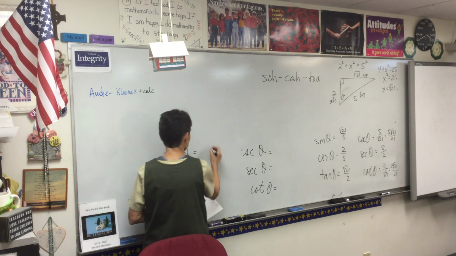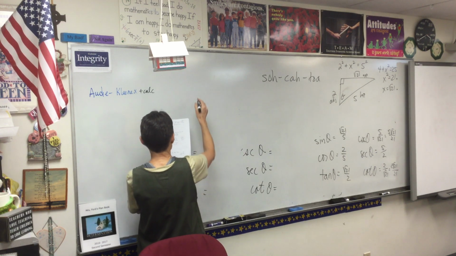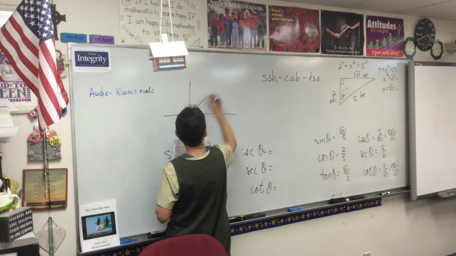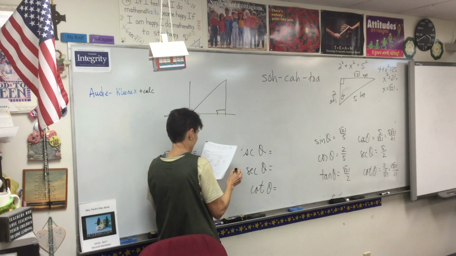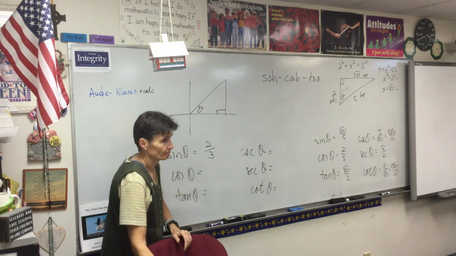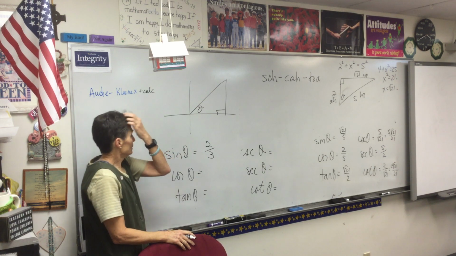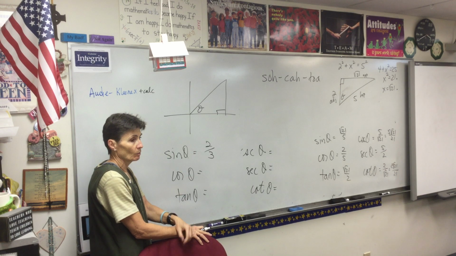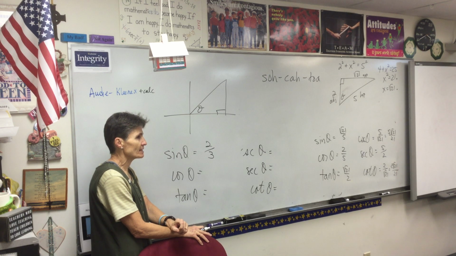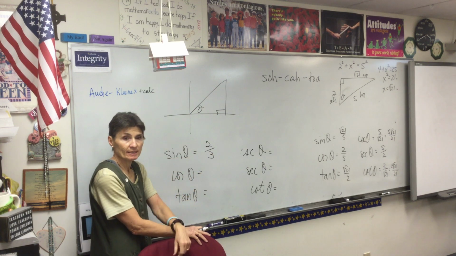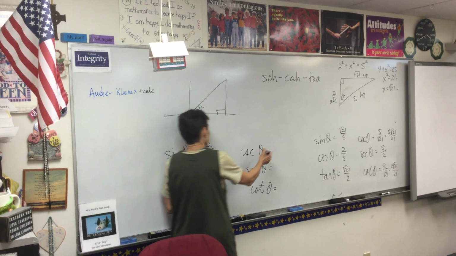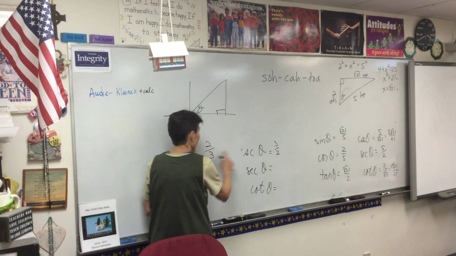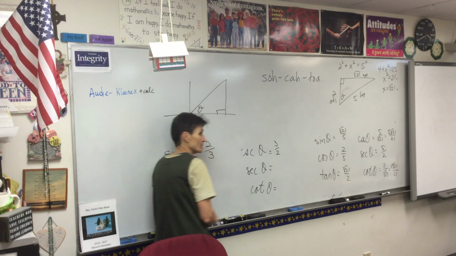But this time, they actually told me that the sine was 2/3. And I have to find everything else. Well, one of those is a no-brainer. What do I automatically know if the sine is 2/3? Hypotenuse is 3. Well, I know the cosecant is 3/2. Remember, these guys are reciprocals, so if you know one of these pairs, you automatically know the other one.